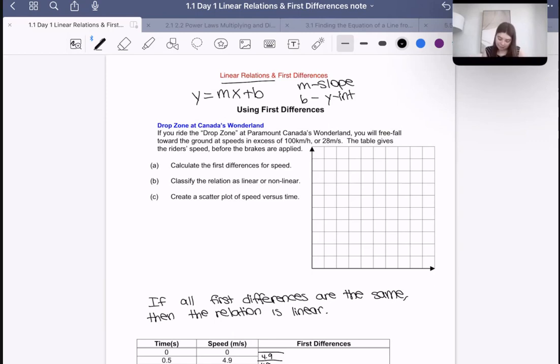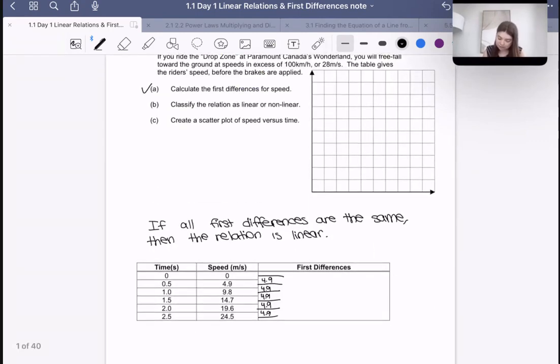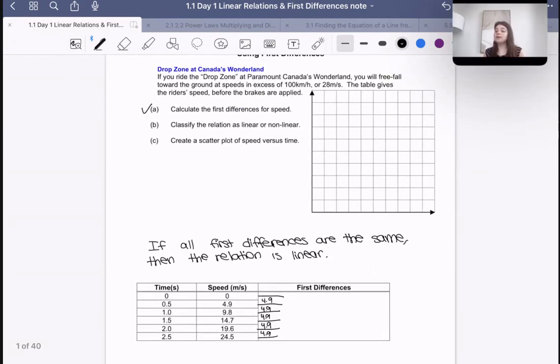So we've done part A. It said to calculate the first differences for speed, and we calculated that all of them were 4.9. B is classify the relation as linear or nonlinear. We already said it is linear, and the reason it's linear is because all the first differences are the same. Now, they don't necessarily have to all be 4.9. They just all have to be the same. So if they were all 3, it would also be linear. If they were all 10, it would also be linear. If they were all negative 3, same thing, they would be linear. As long as they're all the same in the same table, then the relation is linear.